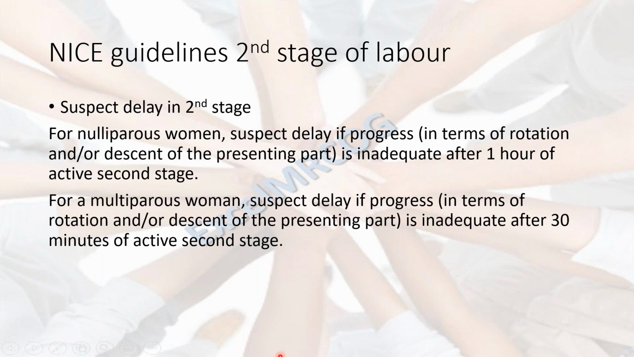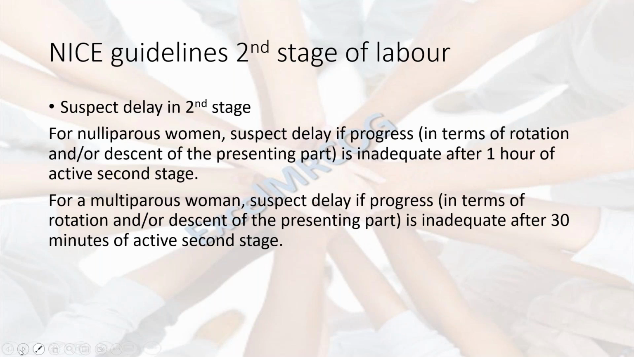There are other terms also, which I was discussing with my people from the course the other day, such as arrest of descent. Arrest of descent is taken as no descent for 1 hour in second stage. That is different and is not mentioned in the NICE guidelines; it was mentioned in Williams Obstetrics, but that's okay. What you need to know is that suspected delay in second stage differs for primary and multi. For a primary, after 1 hour of active stage, if there is inadequate rotation or descent, it is suspected delay.